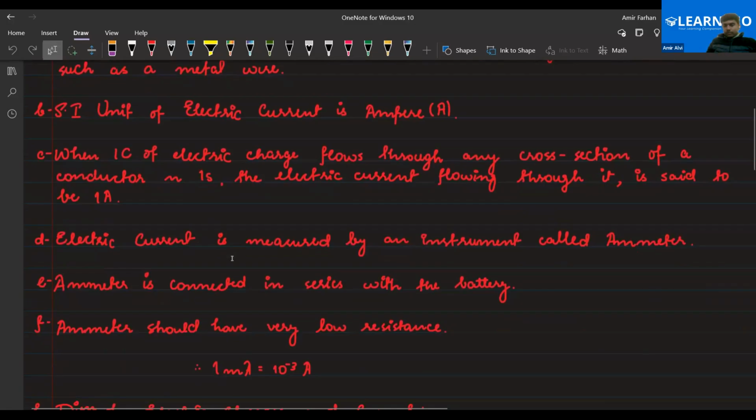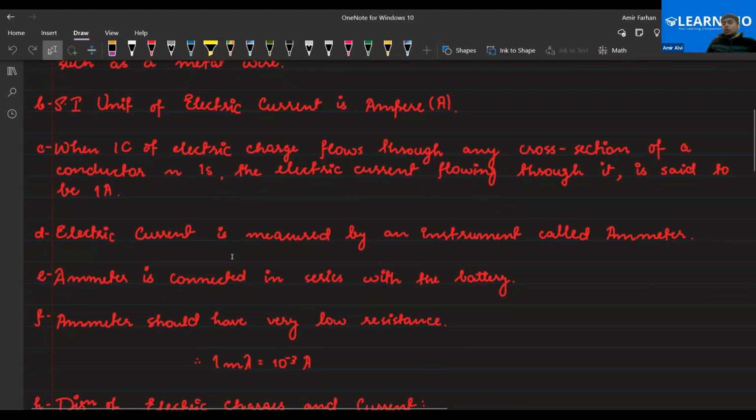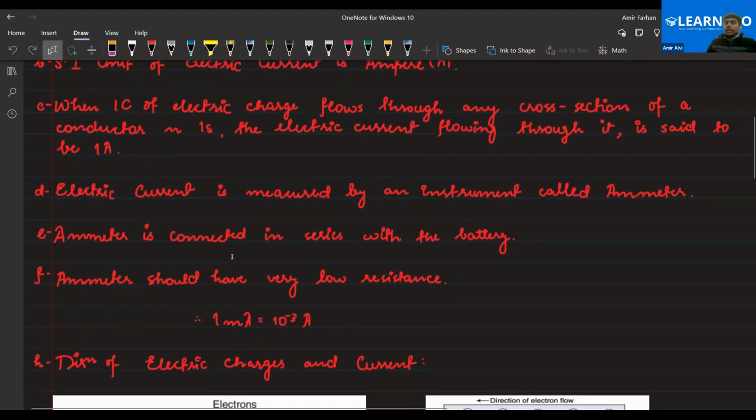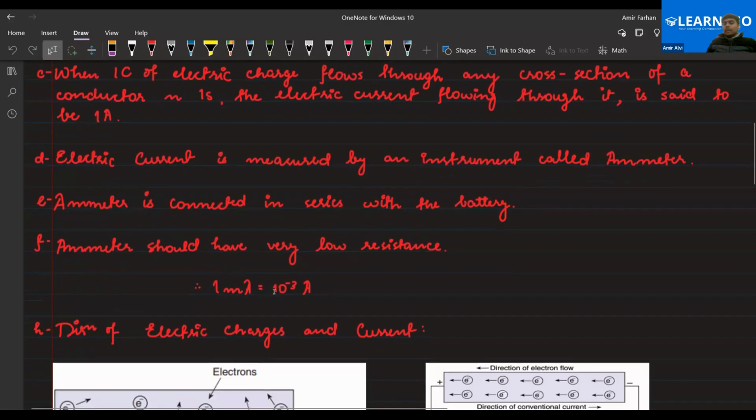Electric current is measured by an instrument called an ammeter, and the ammeter is connected in series with the battery. An ammeter should have very low resistance, because if the resistance were high, the ammeter would not give the correct reading, as it would hinder the current. There is also a unit called milliampere, that is 10 to the power minus 3 ampere. Clear, everyone? Calvin, Aisha, and Abdul?